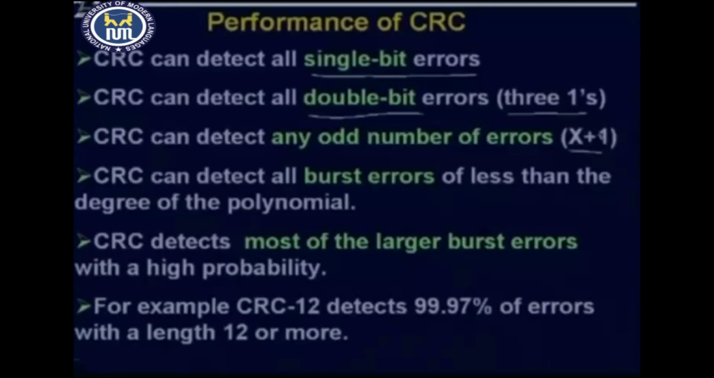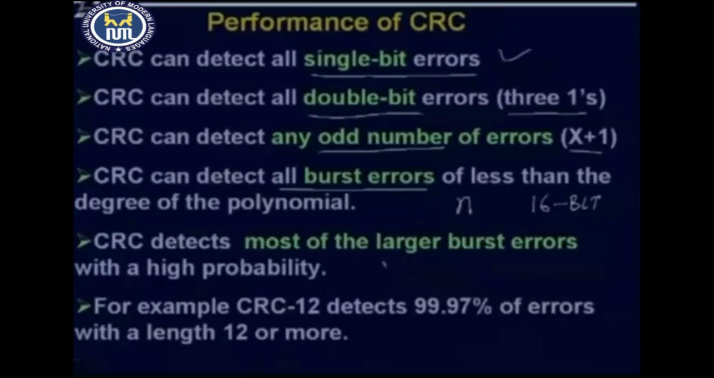CRC is chosen so that it is divisible by x plus 1, so we can detect single bit errors. So we can see that the CRC can detect single bit and double bit errors, but it can also detect burst errors which are less than the degree of the polynomial. So if the degree of the polynomial is n, it will detect all the burst errors of length less than the degree of the polynomial. We have seen that CRCs are using 16-bit or 32-bit. In this case, we can detect 15-bit burst errors.